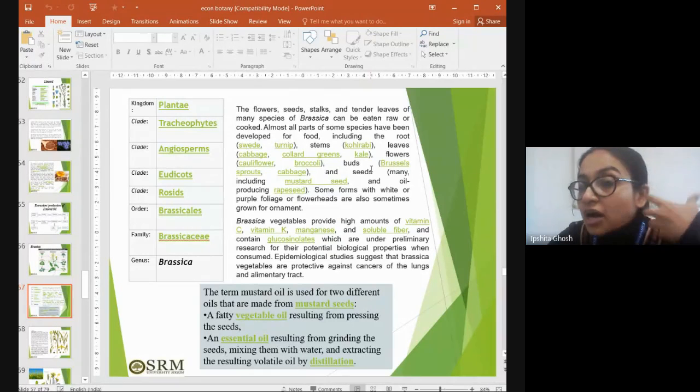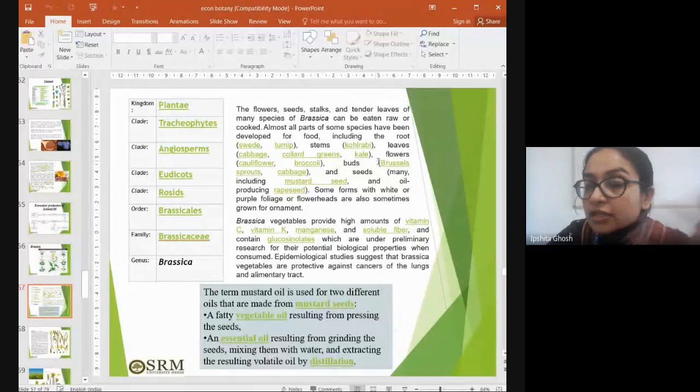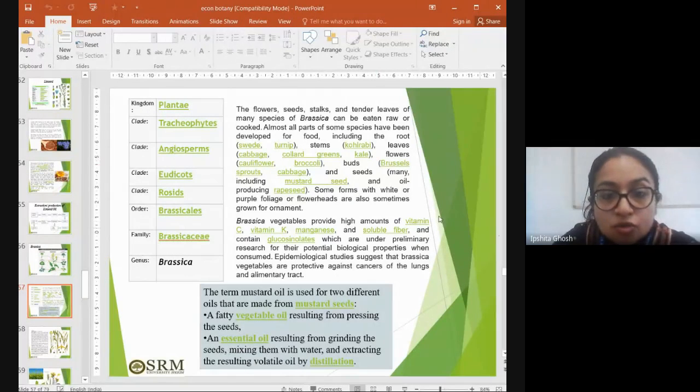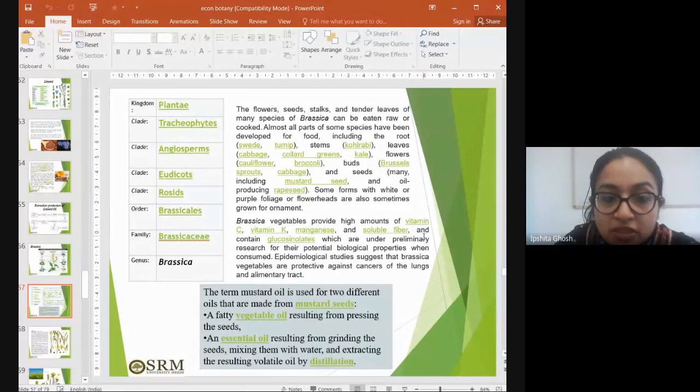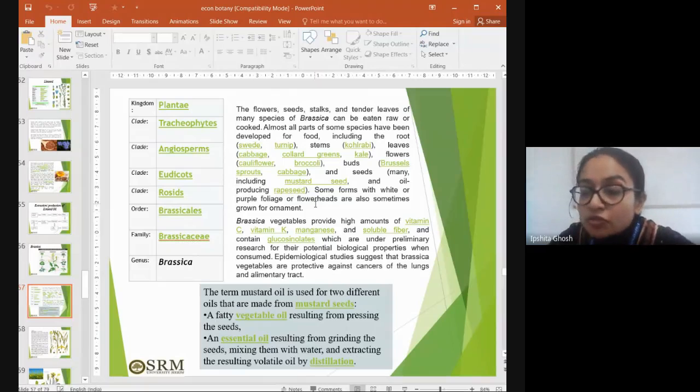So if you are asked to write about the uses, then definitely you have so many things to write about mustard. So another thing is definitely they are oil producing. So their oil is produced either from rapeseed or it's called the mustard seed. Okay. So some forms with white or purple foliage and flower heads are also sometimes grown for ornament. So the leaves and the flowers here are also whitish, or some are purplish in color. So here they are used for ornamental purpose also.